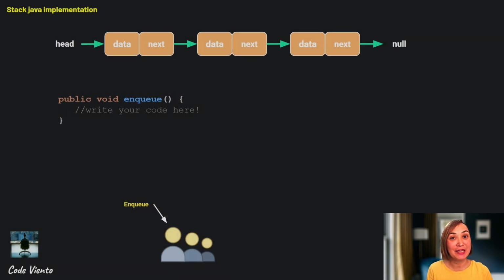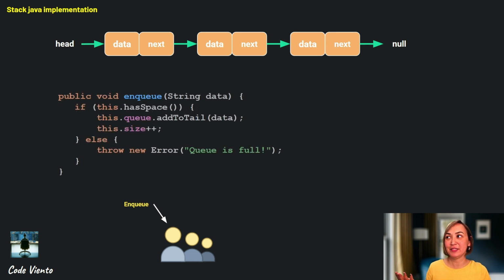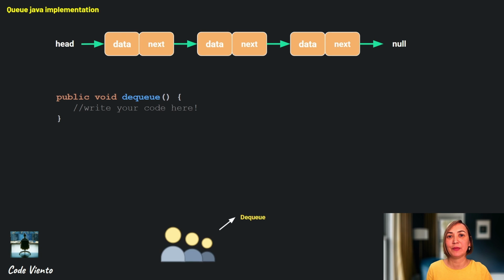Let's implement the enqueue method. This method adds an element to the end of the queue. First, we check if there is space. We use add_to_tail from our linked list class to insert the element. Finally, we increase the size counter. Here is the implementation. If there is space, add_to_tail and increase the size, and if there is no space, throw an error, queue is full.